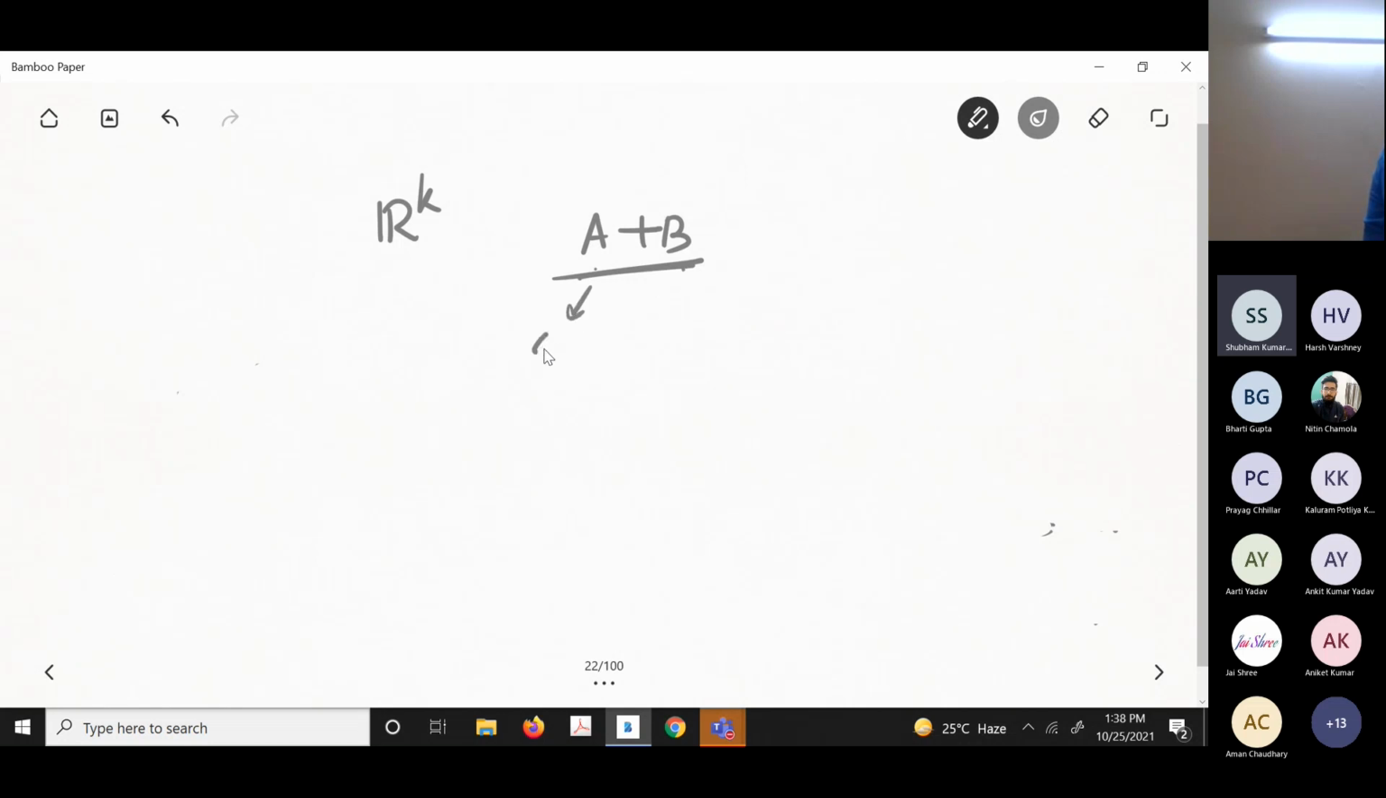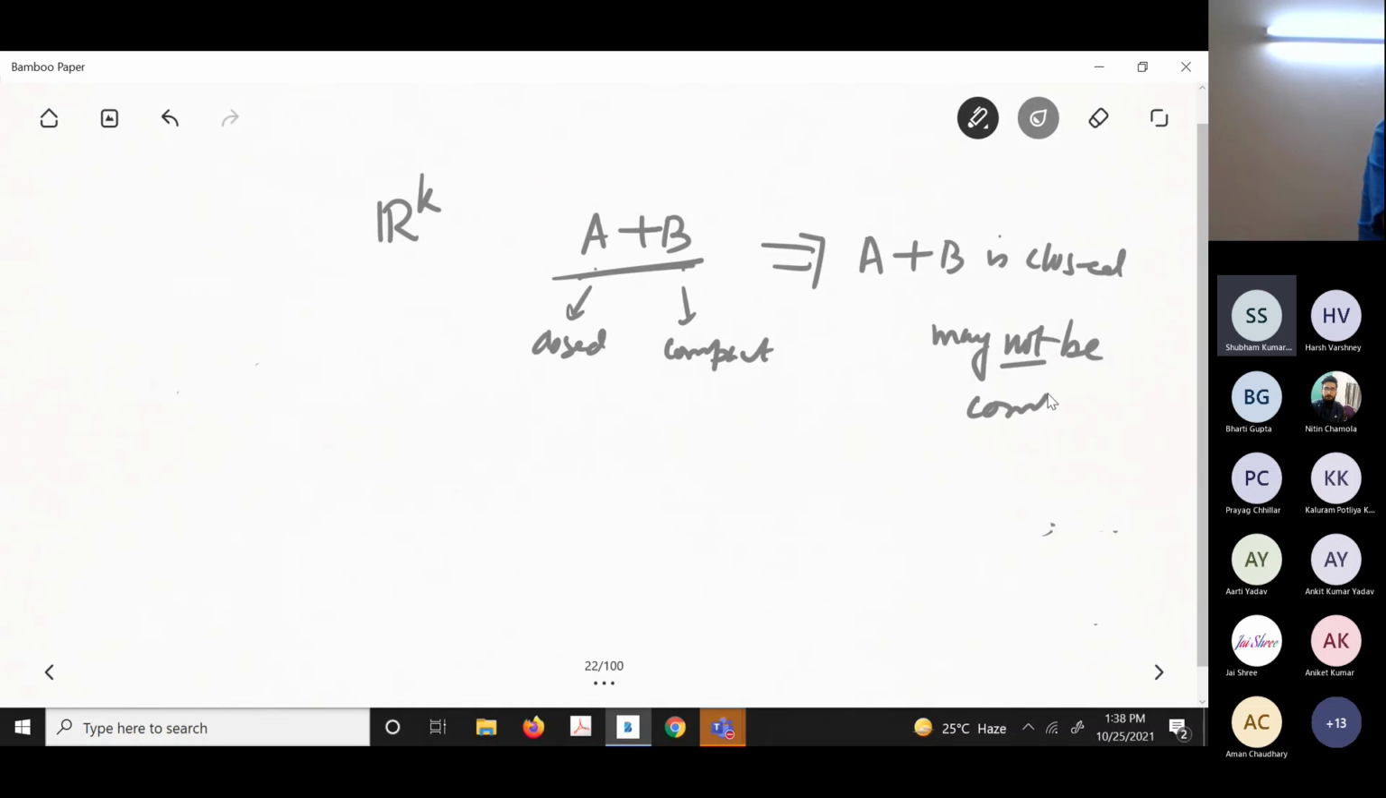That means suppose this is closed and this is compact, this will imply A plus B is closed. But it may not be compact. But if both are compact, then A plus B is compact. That is problem number 5.